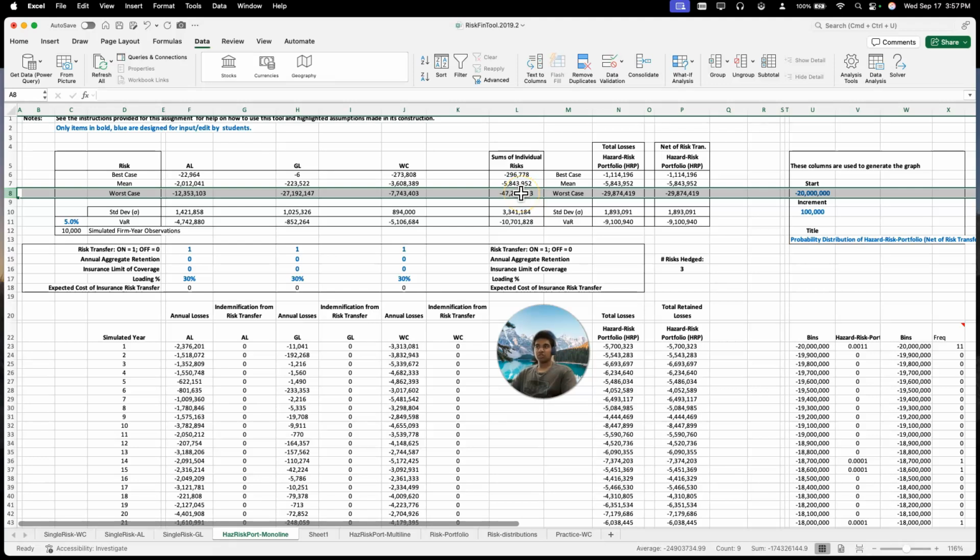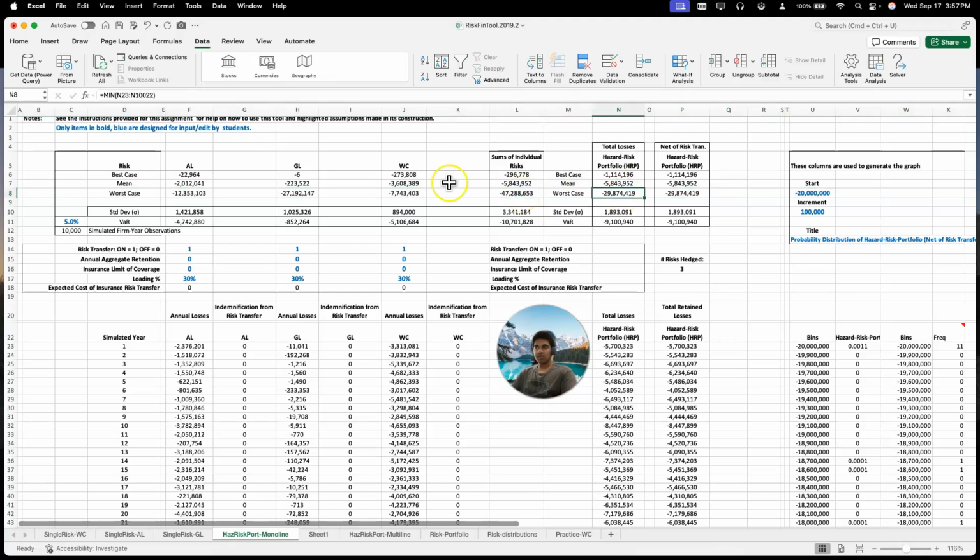So what is the difference between the 47 million and the 29 million? These numbers together add up to 47 million. It kind of doesn't really mean anything other than, if these three numbers were to somehow magically happen in the same year, that would be really bad. What this 29-30 million dollar figure means is that in one year, the worst that can happen is that number.